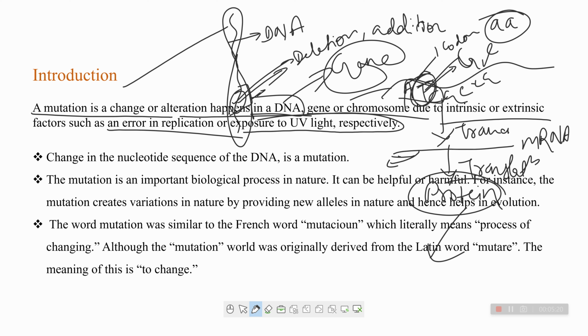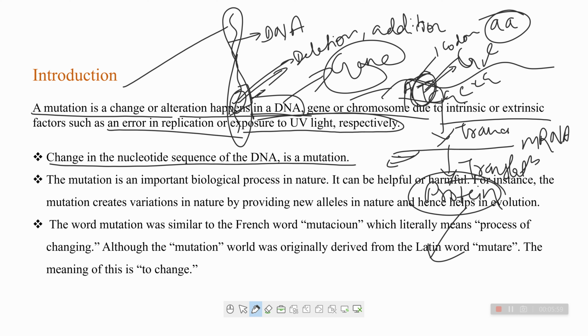So, a change in the nucleotide sequence of the DNA is a mutation, right? Mutation is an important biological process in nature. Really, it is very important in nature, because without mutation there is no evolution of genes, or evolution would not take place in nature. Only by the process of mutation are there changes in evolution.